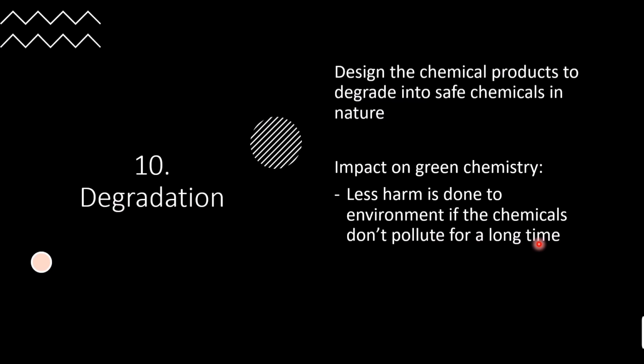So for example, plastic. Plastic is very bad for the environment. It's because it doesn't degrade, it just sits in the environment and continues to pollute for a long time. Whereas if we produced chemicals that do degrade, they will have a less long-term effect on the environment. So it's less harmful to the environment, it's more environmentally friendly.